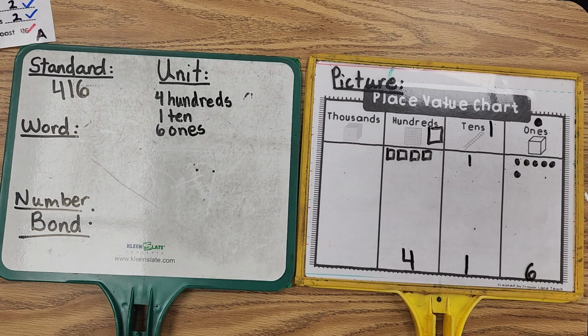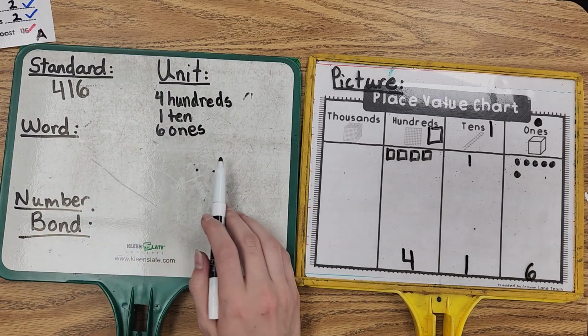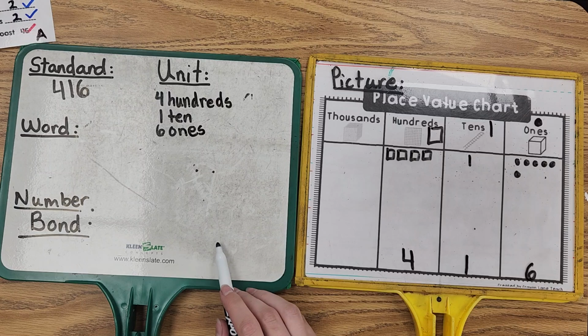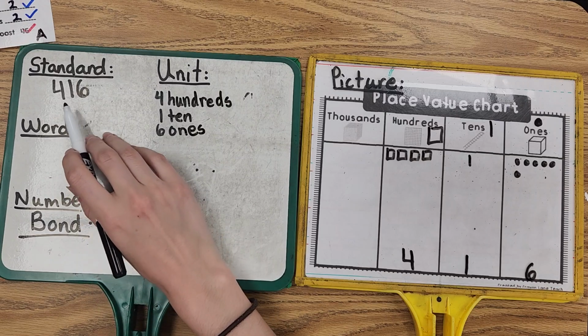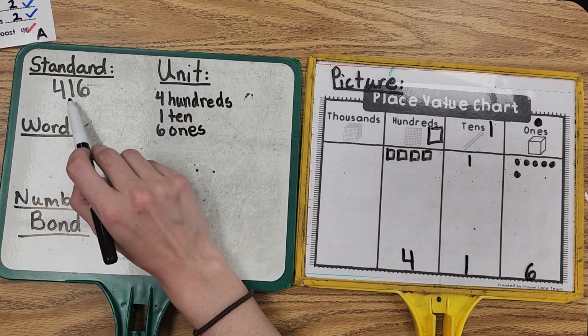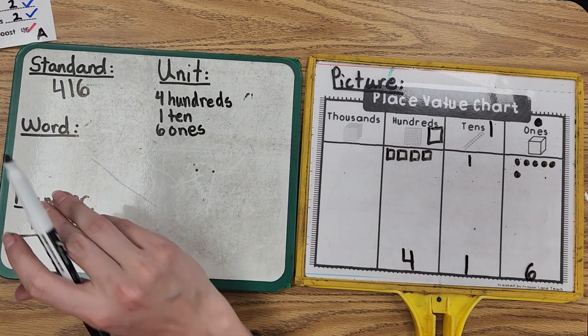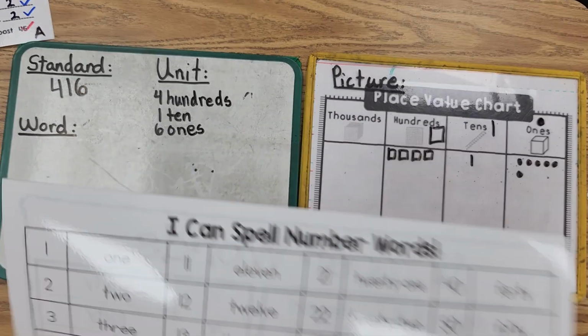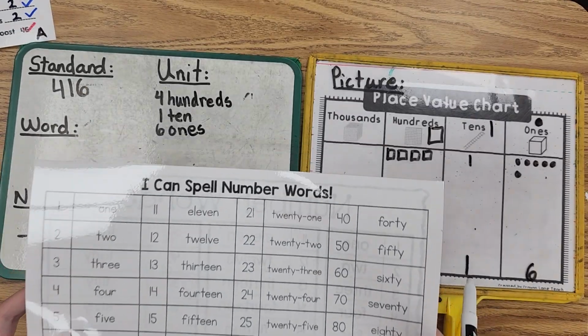Now, today in our lesson, we went over the unit form again. We also introduced the word form and how to pull out our place value with a number bond. So, the way I told my kids to do this is to say the number first. So we say the number, we have 416. So, I gave them a number word chart so they could know how to spell their words.